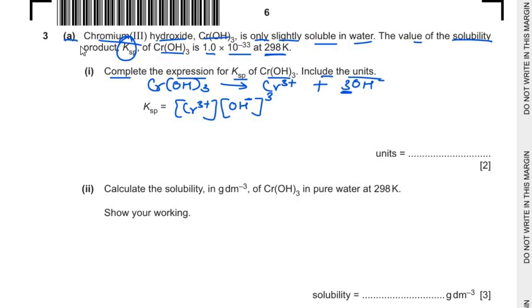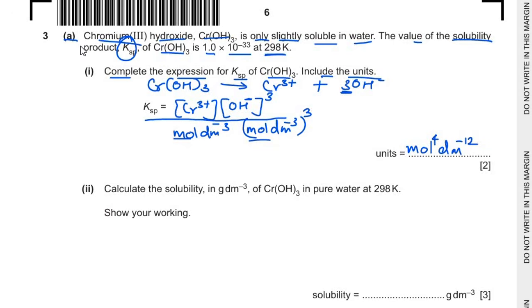And now if we work out the units, for the concentration of chromium ions we have moles per dm cubed, and for hydroxide ions also moles per dm cubed, but then again to the power of 3. So if we count all this, we have mol^4 dm^-12. So these are the units, and this is the Ksp expression. And let's go ahead with the second part.